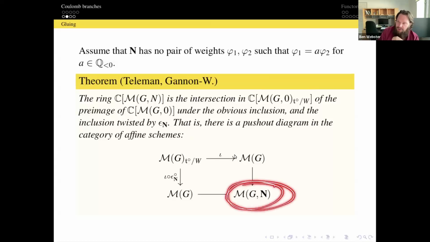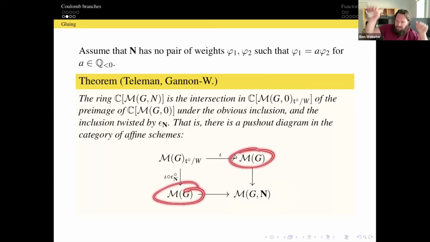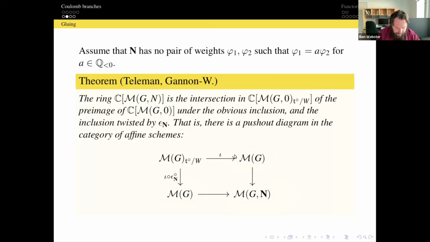And the Coulomb branch is the pushout of this diagram. It's the unique affine scheme that has maps from both of these copies of MG that makes the whole diagram commute. All right, everybody with me?